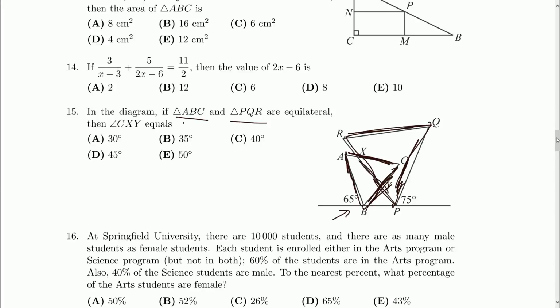And I noticed down here we were given some other angles, so I think we're probably going to use the fact that equilateral triangles have an interior angle of 60 at every corner. But let's finish reading the question. So they're equilateral. We're being asked, what is CXY? So that's CXY.